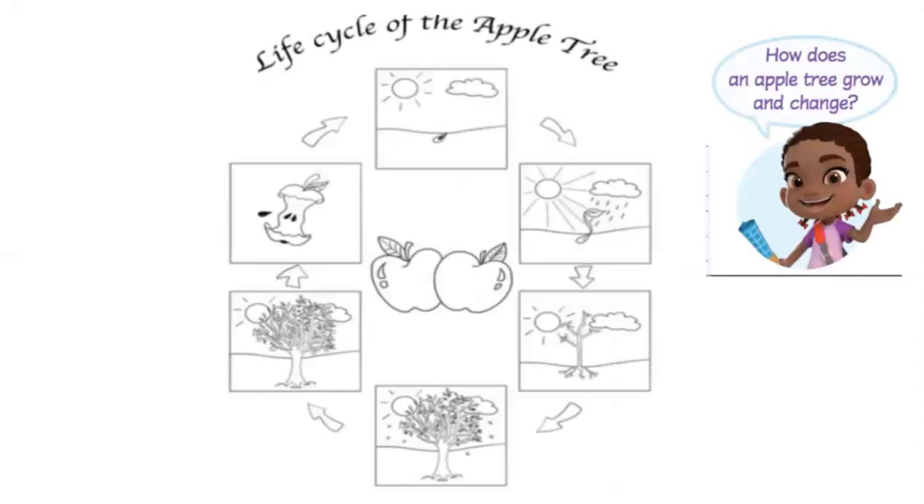So here's a picture of the life cycle of an apple tree, right? It starts as a seed, then a seedling, then a sapling or a small tree. Then it becomes big, and I see all those blossoms that we had just talked about. Now they're starting to fall off. Then the apples come, and then we get our apples that we get to eat. So how does an apple tree grow and change? What are you noticing about the changes of the apple tree?